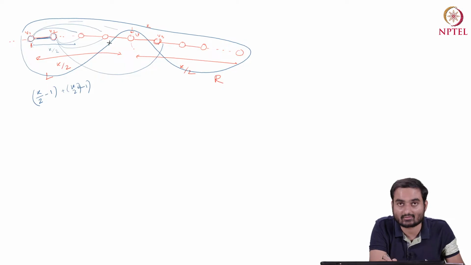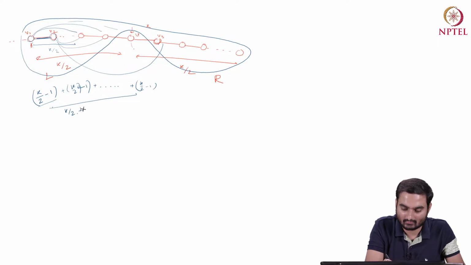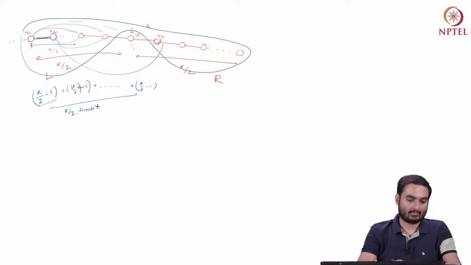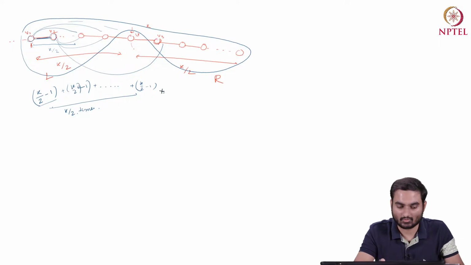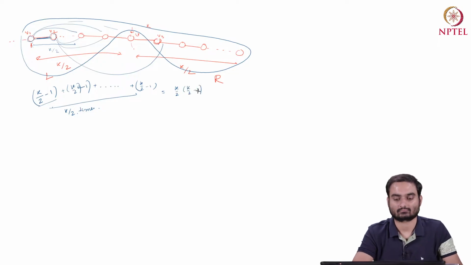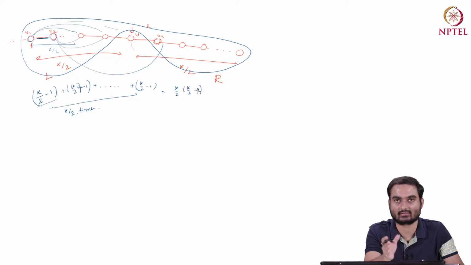So for each of the left side nodes of V, we will add k by 2 minus 1 edges, and how many times? k by 2 times. Right? So what's the total number of edges? So this is k by 2 into k by 2 minus 1. Now this calculation is done with respect to the left side of V, right?